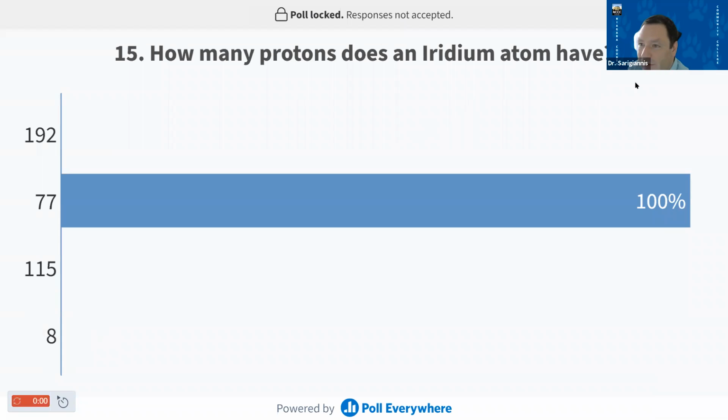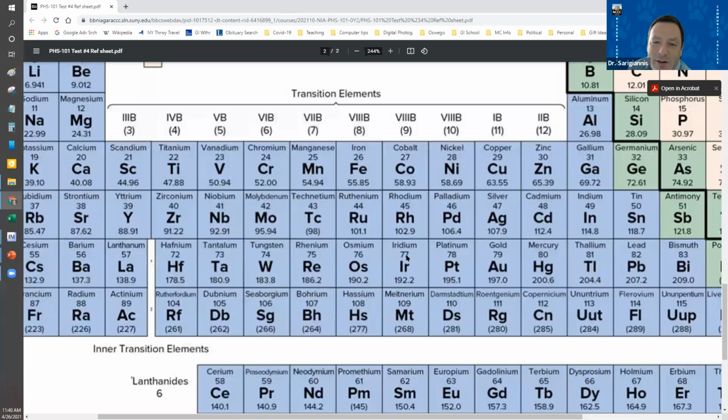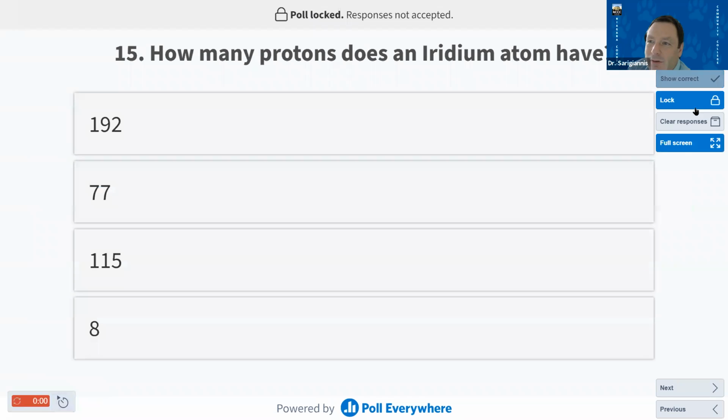Yes, 77. Let's go to the periodic table here. Iridium, right down here, 77, number of protons. What's my next one?